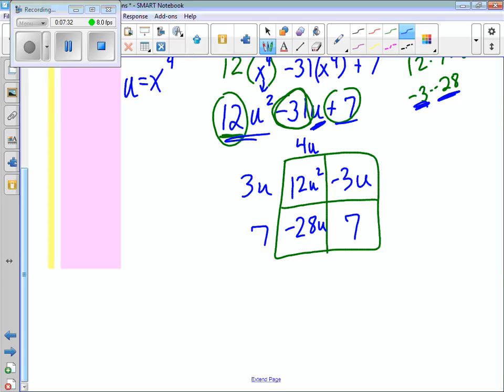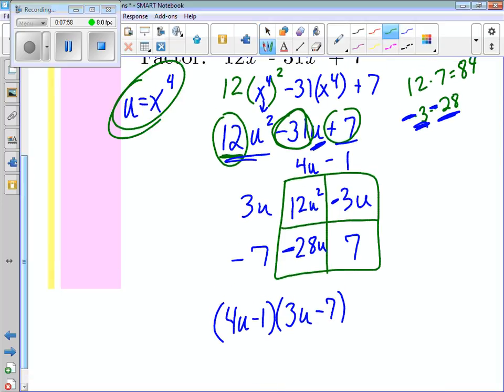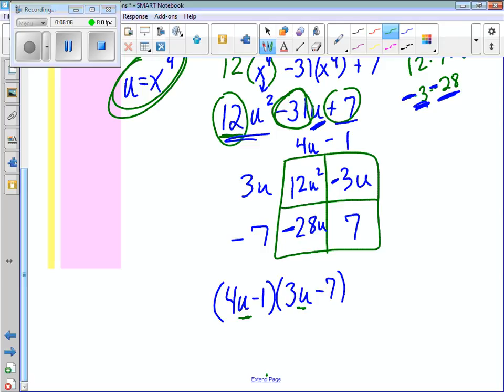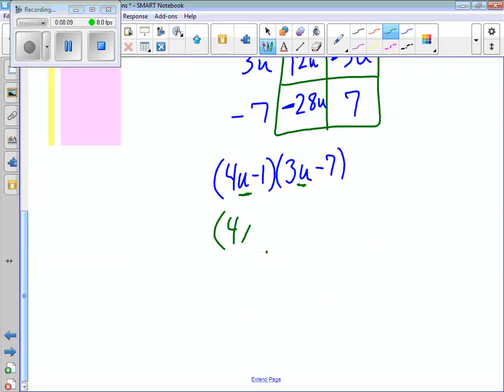And I see that the negatives are not matching up. If both your numbers over here were negative, you're going to have a negative for each. So we have 4u minus 1 and 3u minus 7. Look back at what we substituted. We substituted here for u, so I have to replace u back with x to the 4th. So 4x to the 4th minus 1 and 3x to the 4th minus 7.